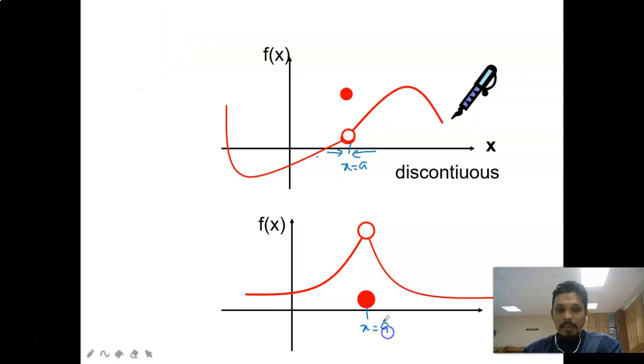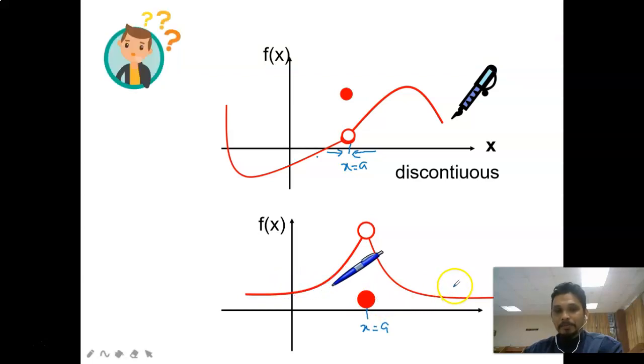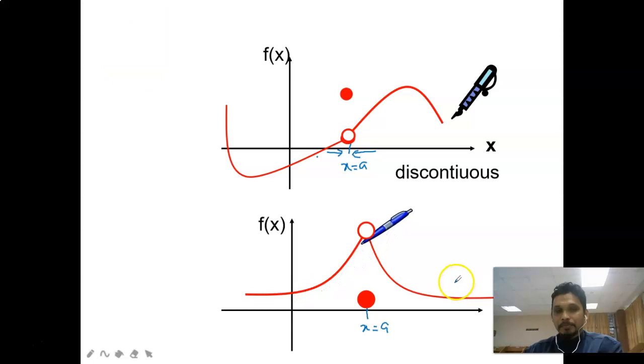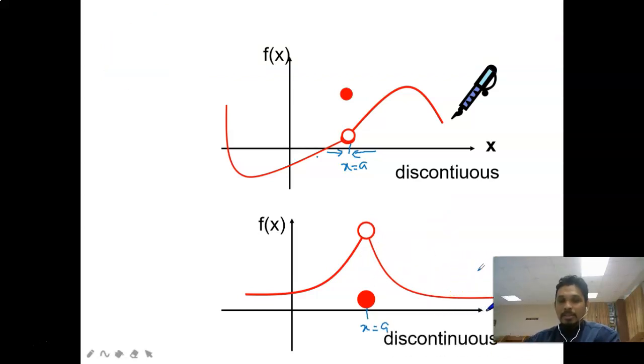And also x equal to a. So we start the line from here, everything is smooth until here. Then I need to lift the pen and start all over again here. Okay, so when x equal to a, the function f(x) does not equal what it is supposed to be here, but it gives us a different value here. Okay, so this is discontinuous.